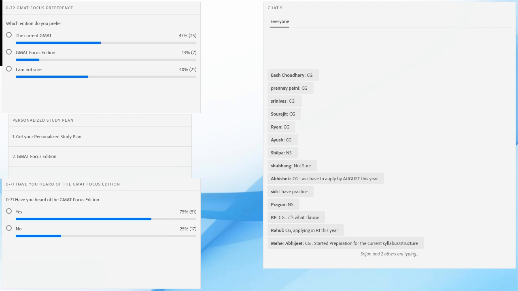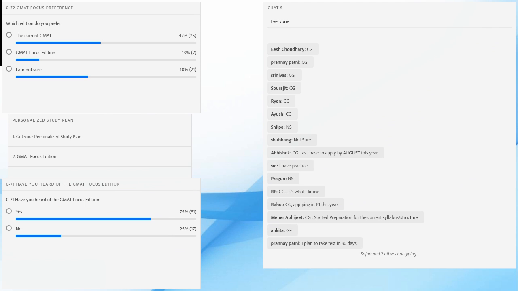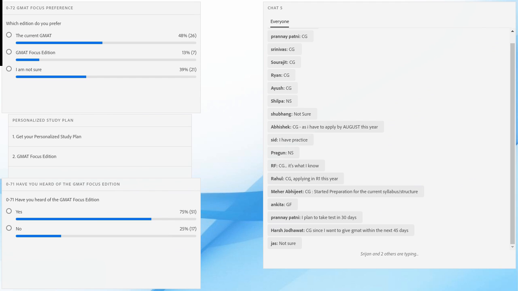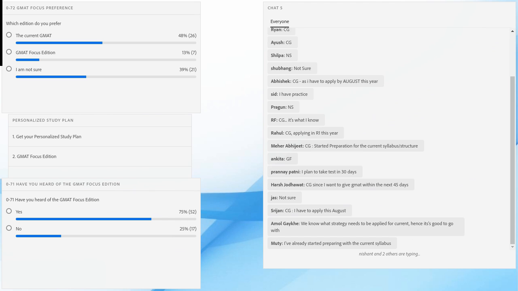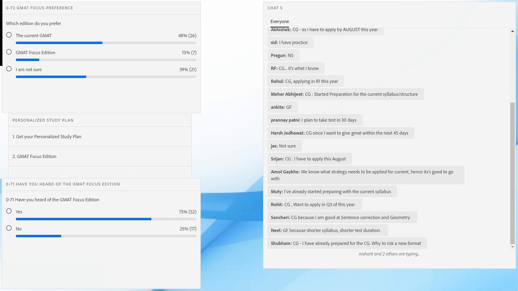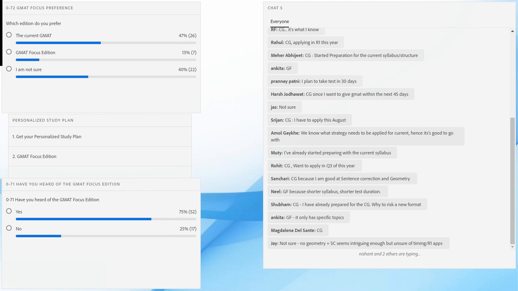Okay, it depends on when you plan to apply. CG is because of what you know. So R1 versus... why GF? For those of you who prefer the GMAT Focus, why GF? Okay, CG is also because you get sentence correction. GF is shorter syllabus, shorter test duration. Okay, I've already prepared. Perfect. That's good.